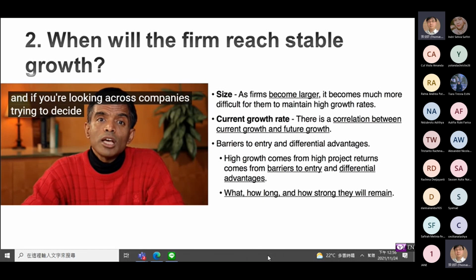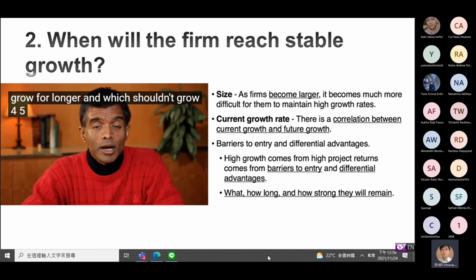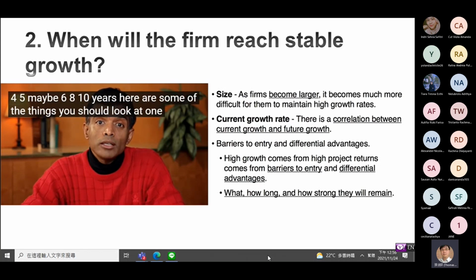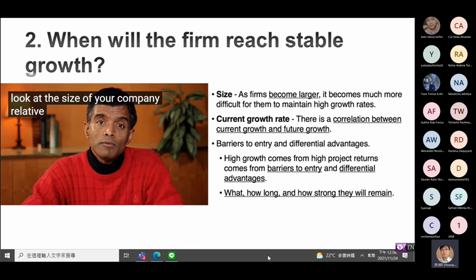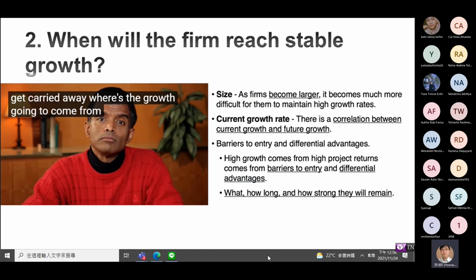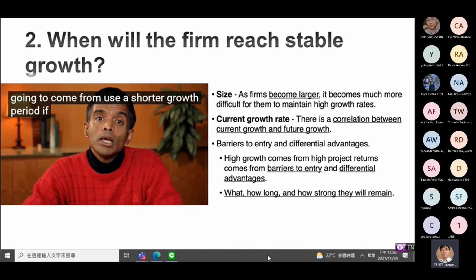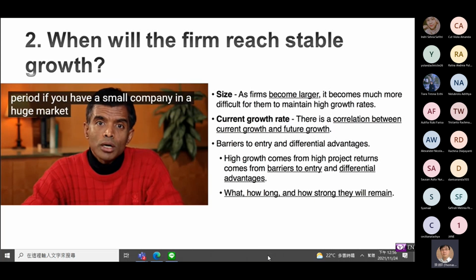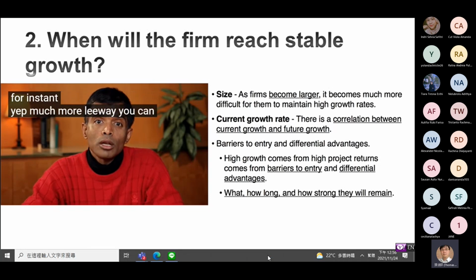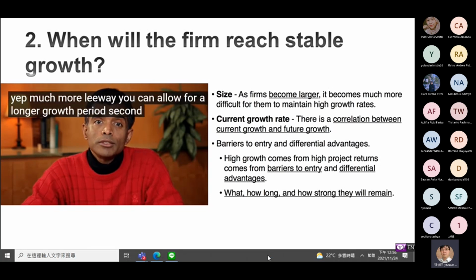And if you're looking across companies trying to decide which company should grow for longer and which shouldn't grow for 5, maybe 6, 8, 10 years, here are some of the things you should look at. One is look at the size of your company relative to the market that it serves. If you have a large company in a mature market, Toyota for example, don't get carried away. Where's the growth going to come from? Use a shorter growth period. If you have a small company in a huge market, Whole Foods and groceries for instance, you have much more leeway. You can allow for a longer growth period.